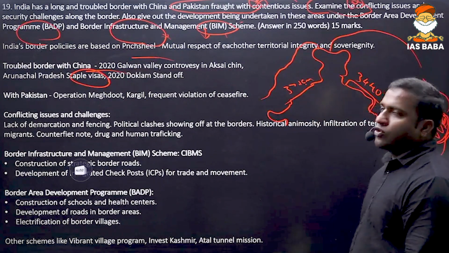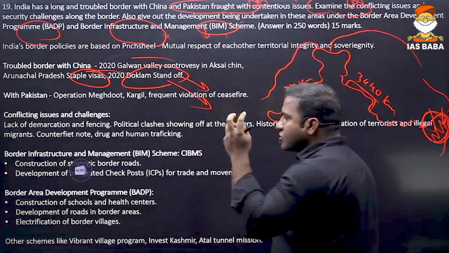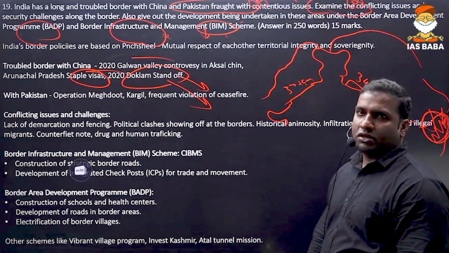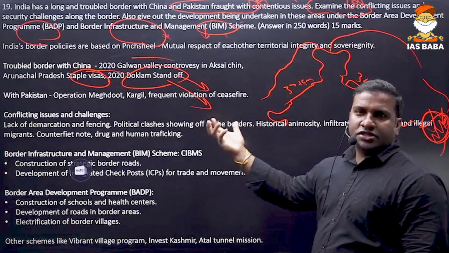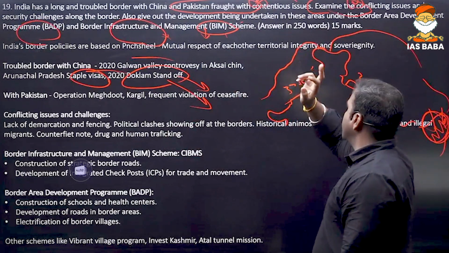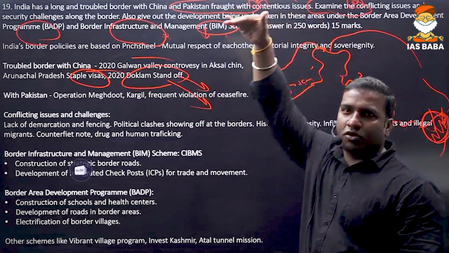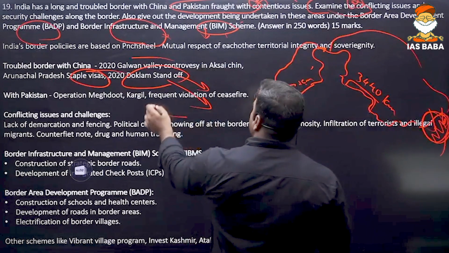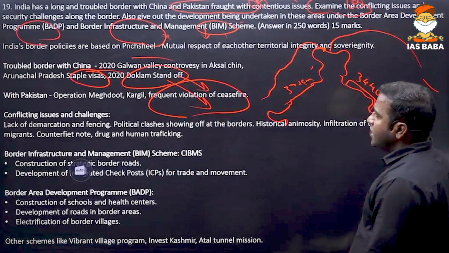Then the Doklam standoff. China happened to encroach on Bhutan, and we were there as a friend. Yes, friend of Bhutan. Then with Pakistan we have fought the 1965 war and Operation Meghdut. It happened near Siachen Glacier, the topmost place of the world. We fought a battle, Operation Meghdut, and the Kargil war again, and frequent violations of ceasefires, shelling, grenading, all those things keep happening between India and Pakistan.